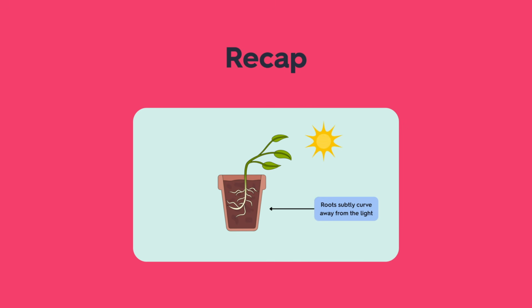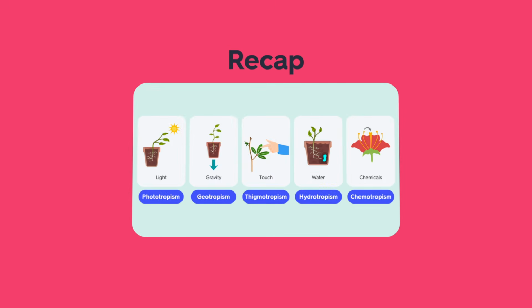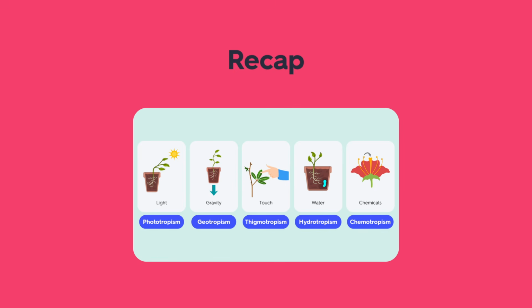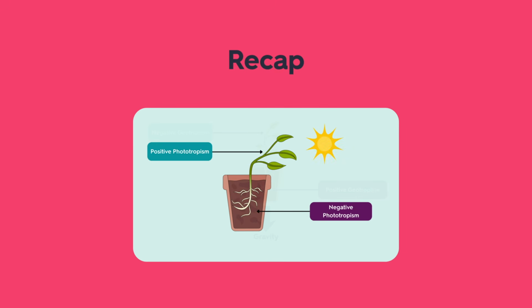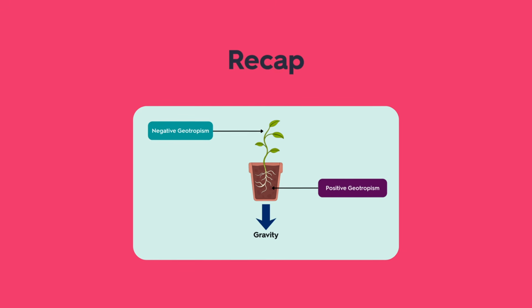Let's bring everything together. Tropism is a directional growth movement, usually linked to growth. Name it by the stimulus, like photo for light or geo for gravity. Then label it positive if growth is toward the stimulus and negative if it's away.